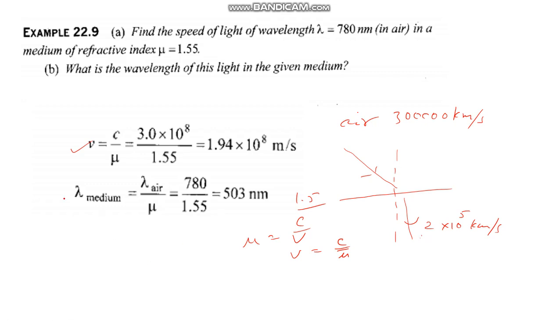The same logic goes well with the wavelength also. Refractive index is the factor by which the wavelength is reduced. So lambda in air is provided, refractive index is given, you can find the lambda value in the medium.